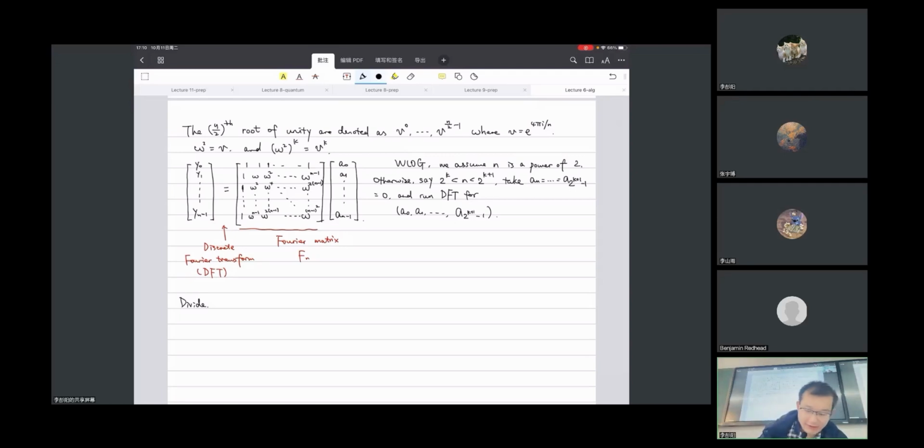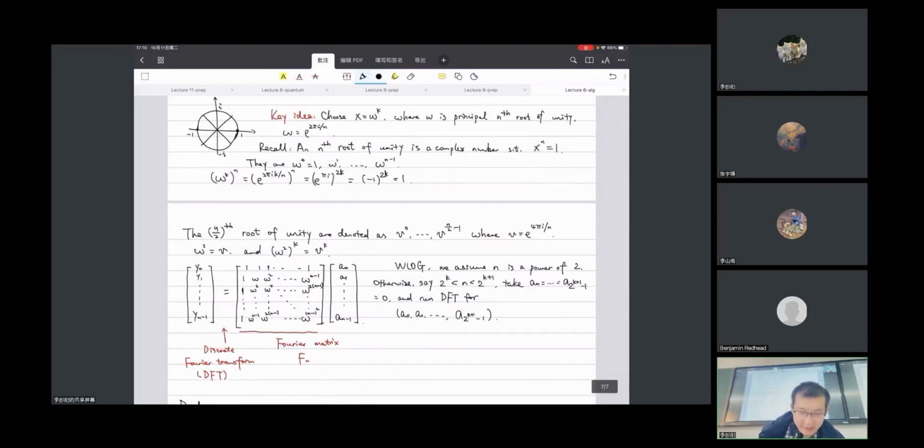Okay, let's come back to our class. In the last lecture, we have been talking about the discrete Fourier transform. I think the alternative name is also known as the fast Fourier transform, FFT or DFT. They are basically representing typically the same thing.